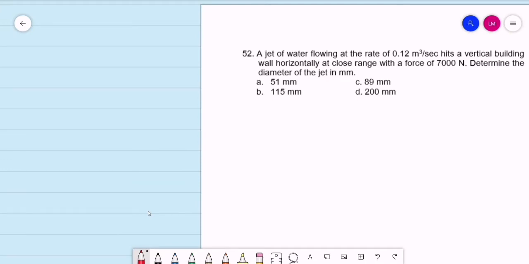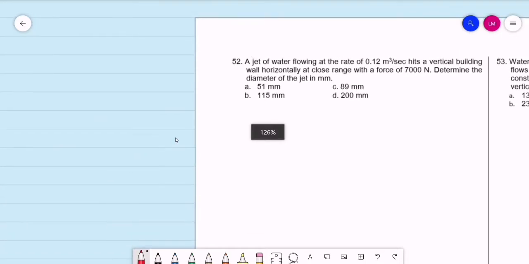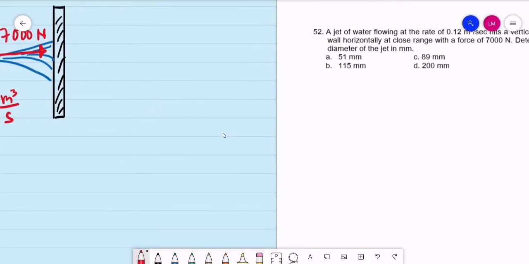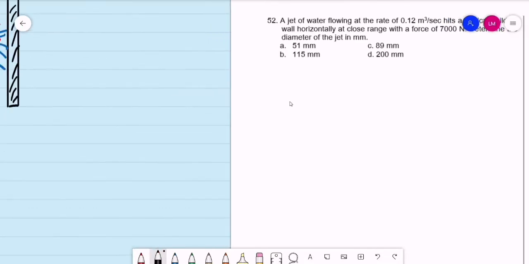So a jet of water flowing at the rate of 0.12 cubic meter per second hits a vertical building wall horizontally at close range with a force of 7,000 newtons. So determine the diameter of the jet in millimeters. Ito yung topic natin na dynamic force. Ito yung force exerted by a fluid or a liquid pag tama niya sa object. Manggagaling lang ito dun sa second law of motion by Newton.